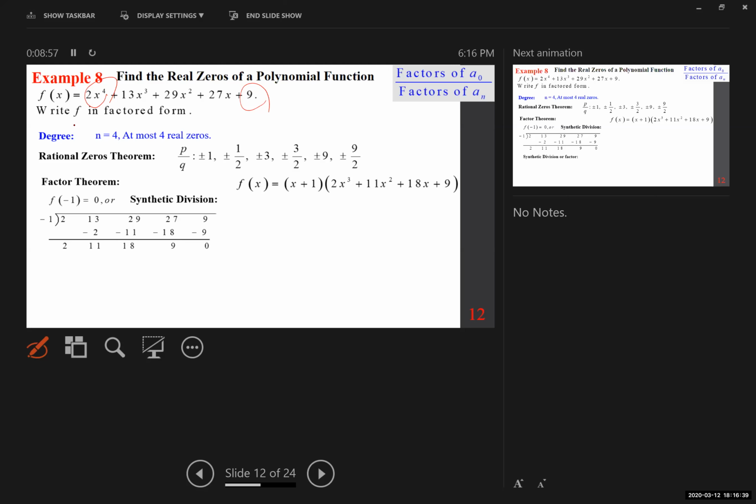Everybody has the synthetic division done, right? Okay, synthetic division results in that. Sounds good? Therefore, we are looking at x plus 1 quantity squared times what? 2x squared plus 9x plus 9.